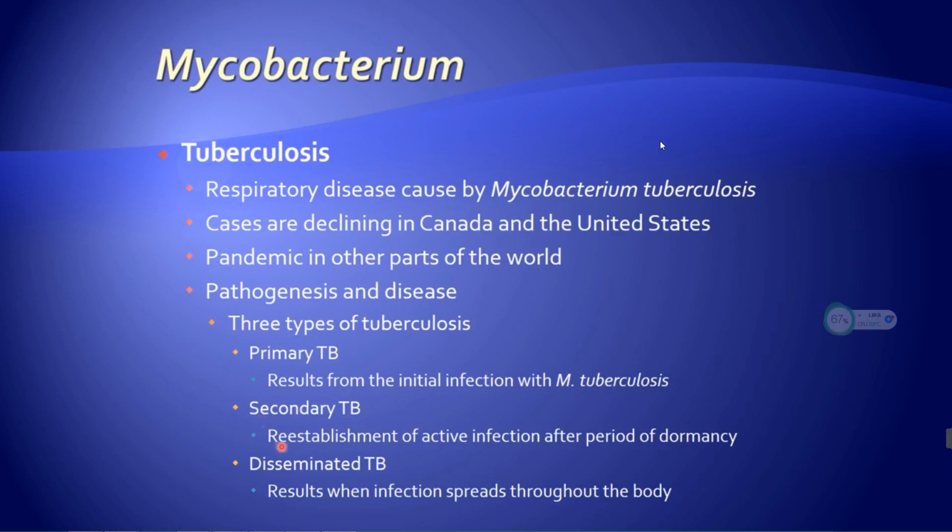Secondary TB is a reestablishment of this active infection after a period of dormancy. So this bacterium can actually live within your lung for a long, long period of time. We're talking decades in terms of its dormancy period. And we'll have a look at that strategy later on. And then the third type is disseminated, which is not the one you want, because this is the one that goes and spreads throughout your body. And this one will always result in death.